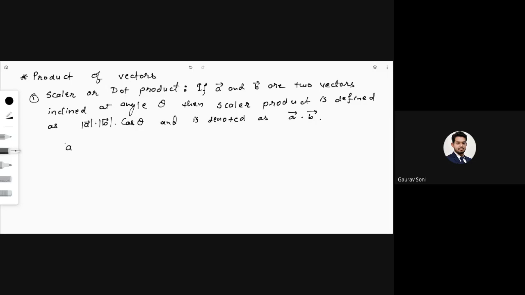So I have a vector a bar, multiplying it to a vector b bar, and it is given by mod of a bar, mod of b bar into cos of theta. In this complete chapter, I'll be using this notation: if there is a bar, it is a vector. If I write a, it means the modulus of the vector a bar. So you can see the answer is not a vector, it is a constant number.